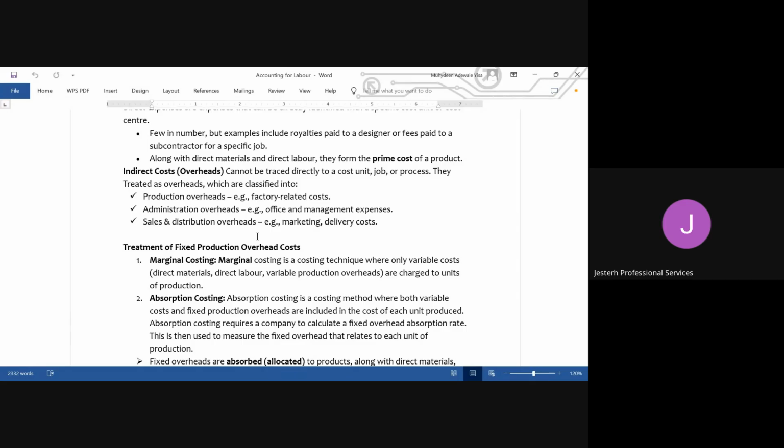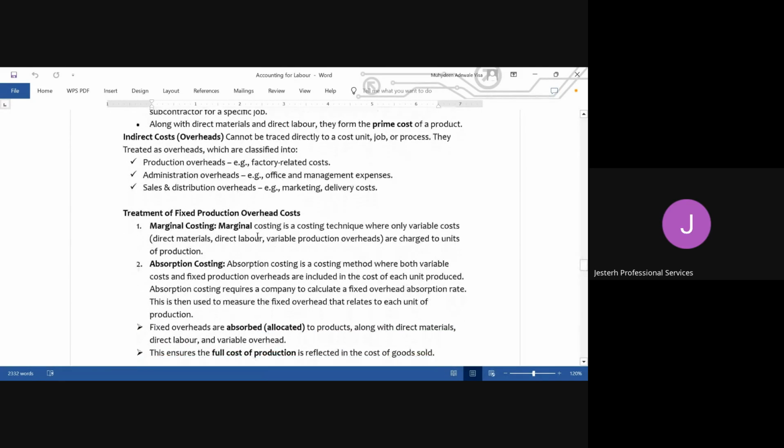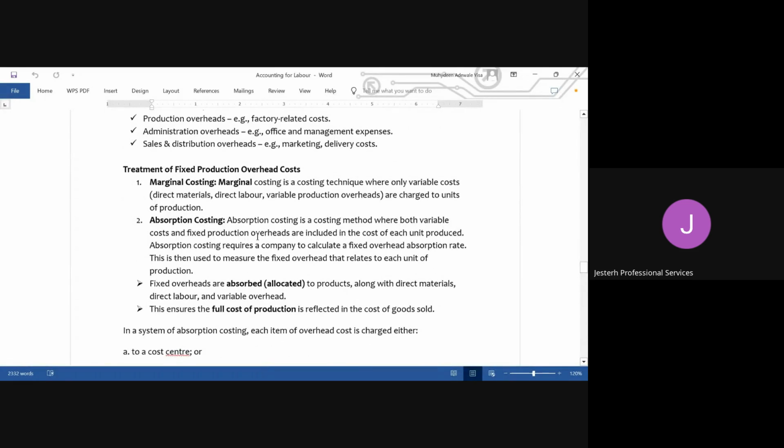So that is why in today's class, we are going to focus more on how an organization can absorb a cost into the various levels of activities. Now, fixed overhead are absorbed. When we talk about absorb, what do we mean? Allocate. We allocate it to the productions. We allocate it along with those costs that are directly involved in producing that product.